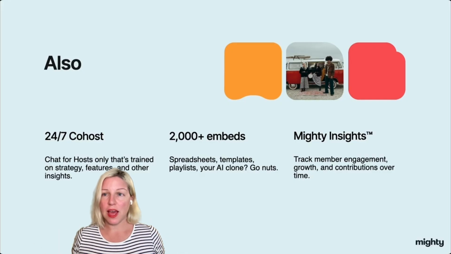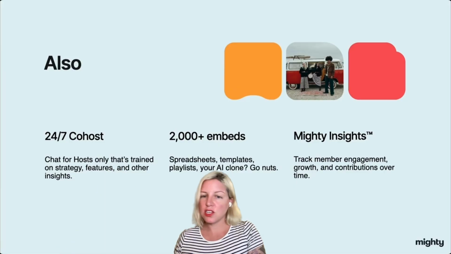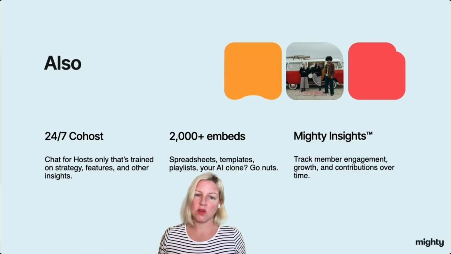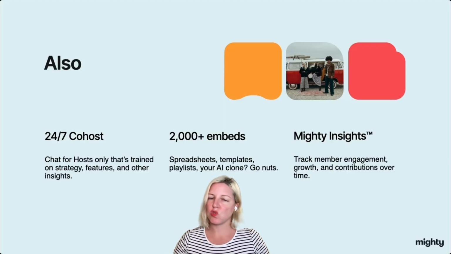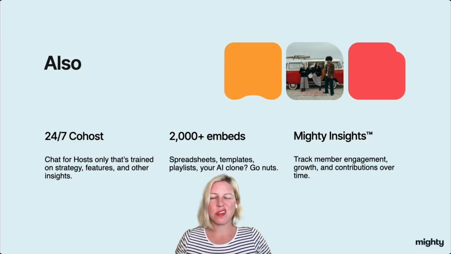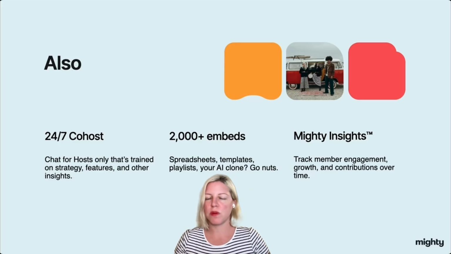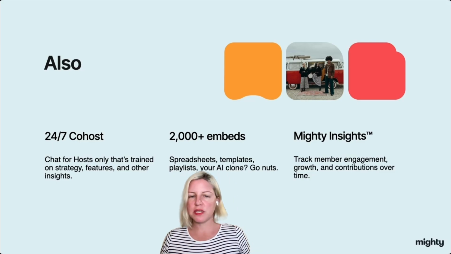And if something you're building out does not have a native feature on Mighty, you got 2,000 embeds that you can play with. So we play nicely with a lot of the internet. Just drop it into a page, drop it into a post in the feed, everything from a Canva template to a Spotify playlist to a Delphi clone. A lot of flexibility in embeds on the business plan.